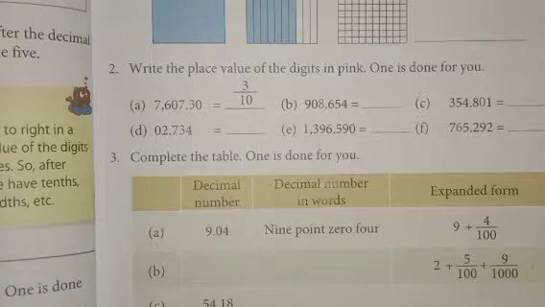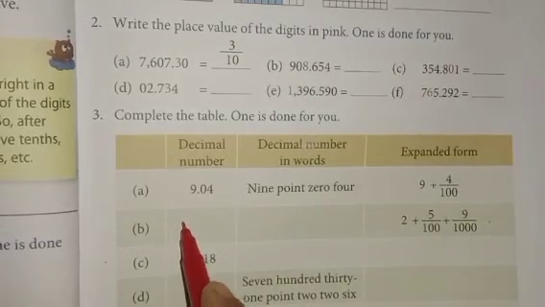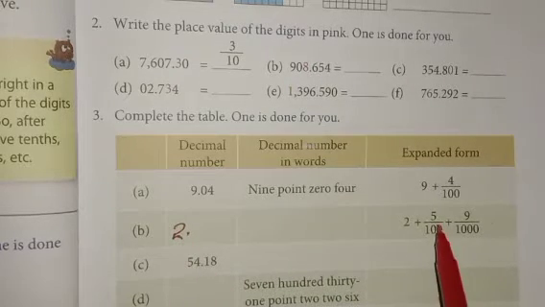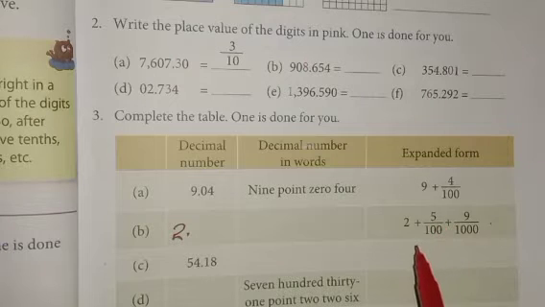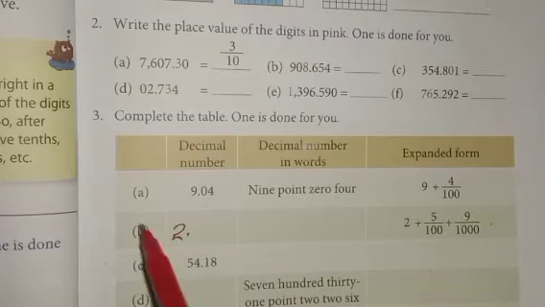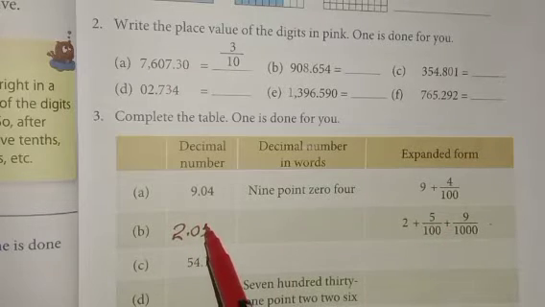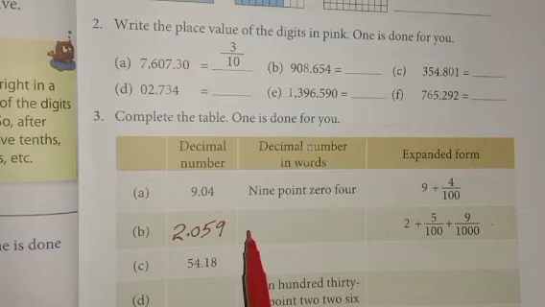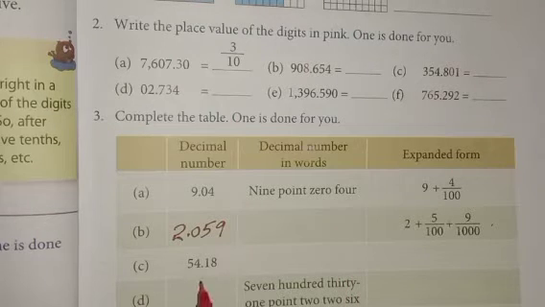How will you write? So here this is the whole part. So we can write as 2 point. Here 5 by 100. So before the 5 hundredths we want to write the tenths place. No tenths place. So we can put 0. Then 5. Then 9. So the decimal number is 2.059. Okay. The same we can do next also.